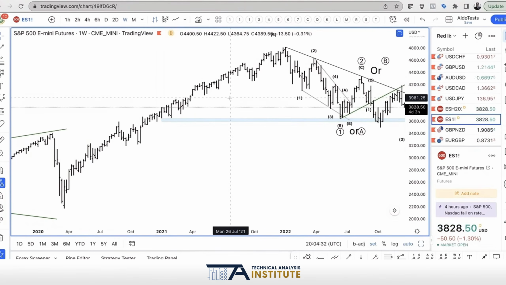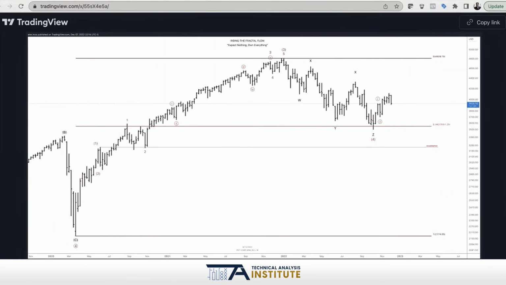Because what we should do here is, how do we resolve this problem? It's a serious problem to have, because if the labels here are correct as they appear to be, then how do we explain this move? The only way that this move belongs to a completely different cycle is that either 5 waves are completed here, or that this is an A, B, and a C, and this is 1 down, 2, and so on.